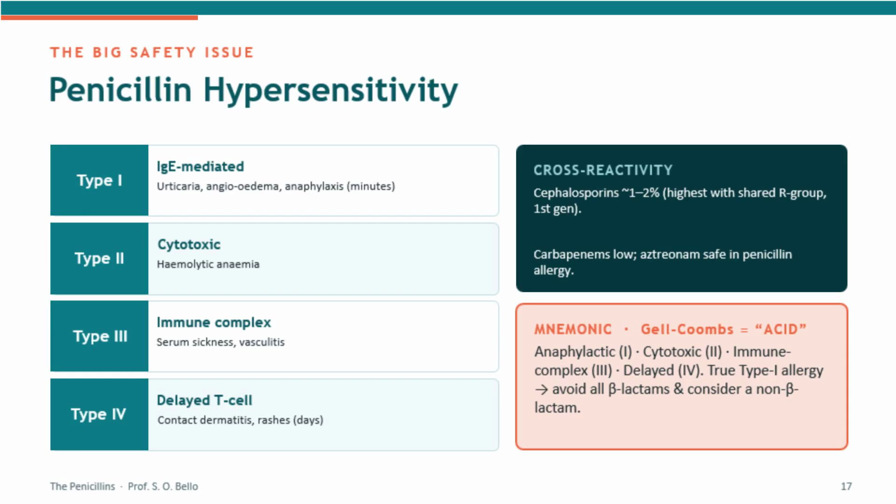Now, cross-reactivity. The old teaching of a 10% cross-reaction with cephalosporins is overstated. The real figure is around 1 to 2% and is highest when the side chains are shared, mainly with first-generation cephalosporins. Carbapenem cross-reactivity is low, and aztreonam, the monobactam, is essentially safe in penicillin allergy. The bottom line: a genuine immediate Type 1 reaction means avoid all beta-lactams and reach for a non-beta-lactam alternative.